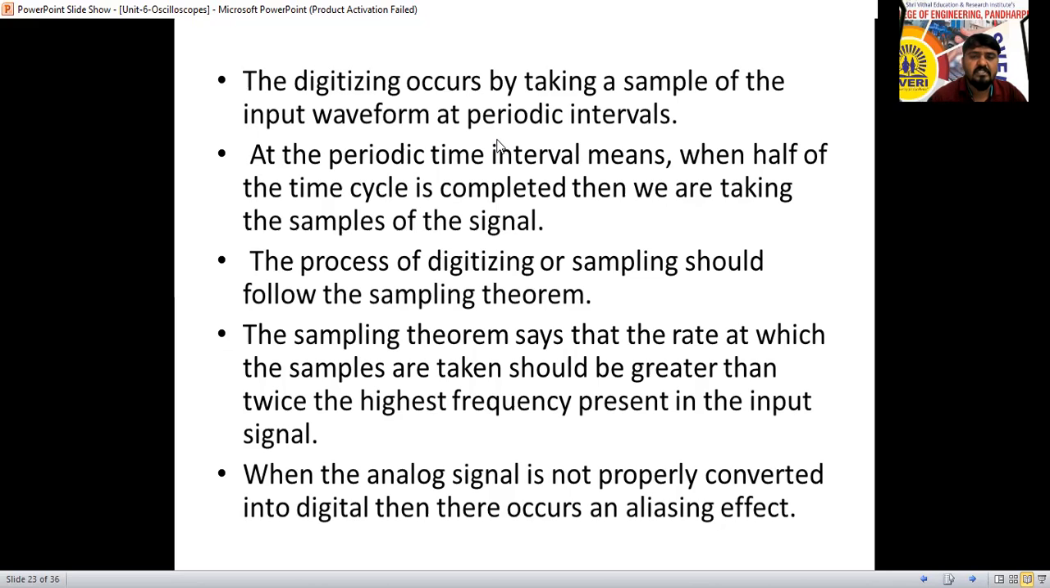The process of digitizing or sampling should follow the sampling theorem. The sampling theorem says that the rate at which samples are taken should be greater than twice the highest frequency present in the input signal. Whatever the input signal frequency is, twice of that it should be greater. When the analog signal is not properly converted into digital, an aliasing effect occurs.